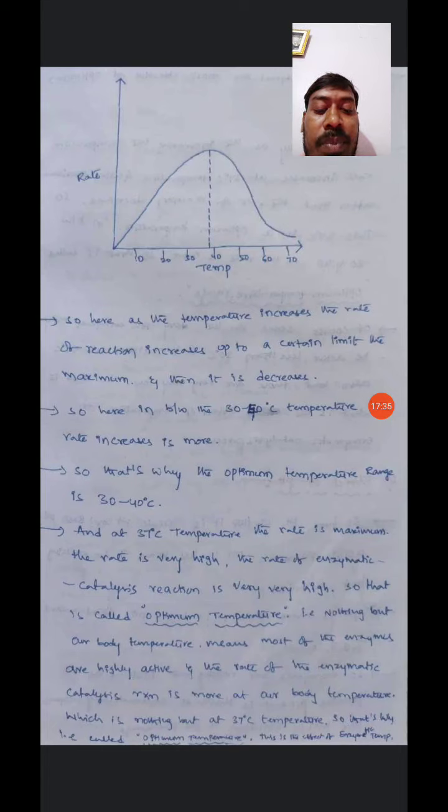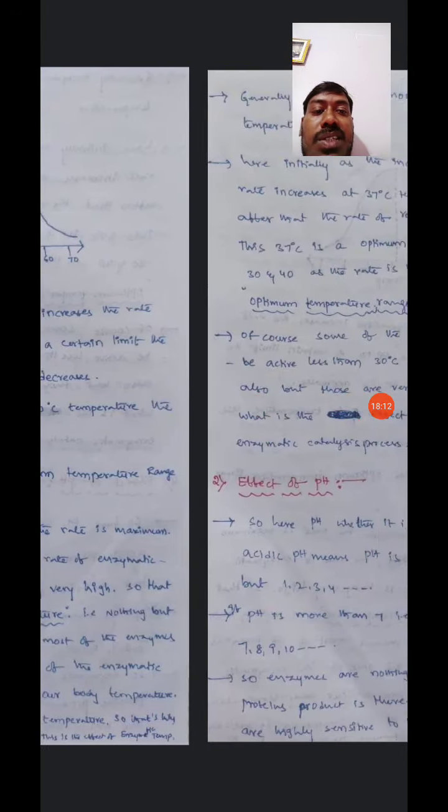That is nothing but our body temperature. That means most of the enzymes are highly active, and the rate of the enzymatic catalysis reaction is more at our body temperature, which is nothing but 37 degrees centigrade. That's why that is called the optimum temperature. So this is the effect of temperature on enzymes.